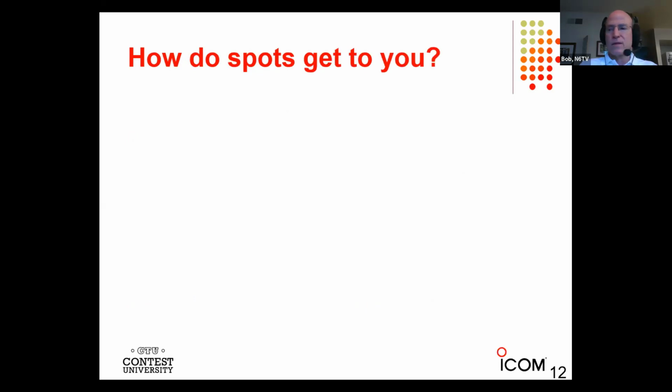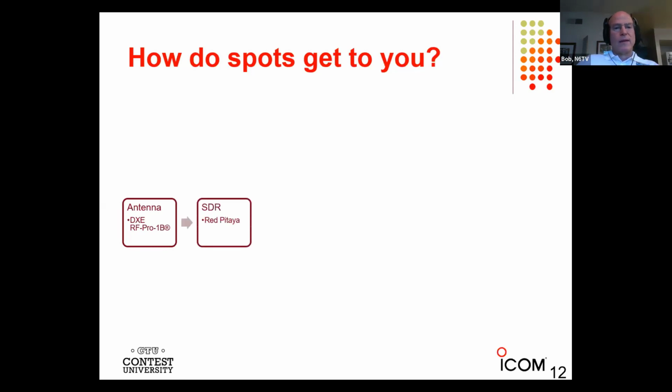So how are these spots going to get to your PC and your software, and how are you going to be able to see what's getting spotted? Well, obviously it starts with an antenna such as the DX Engineering loop. And then that goes to, say, my SDR running a Red Pitaya here. That's connected to my PC, and there are two pieces of software running on it.